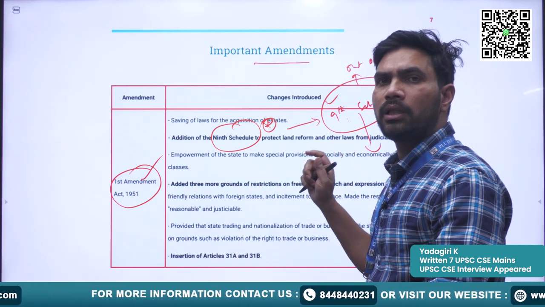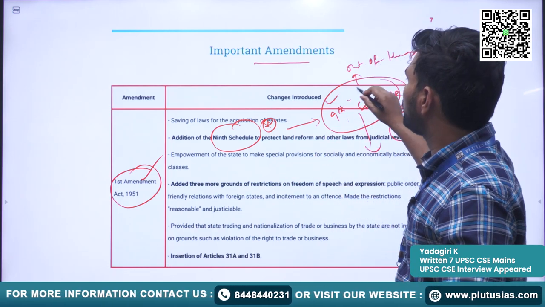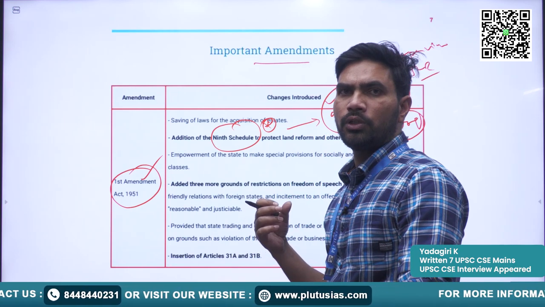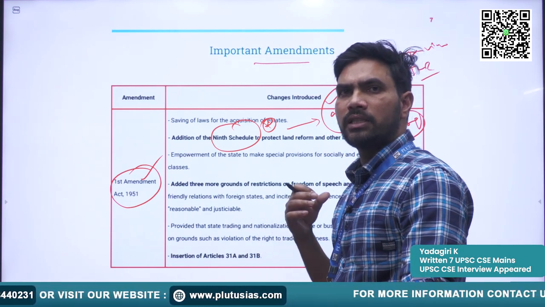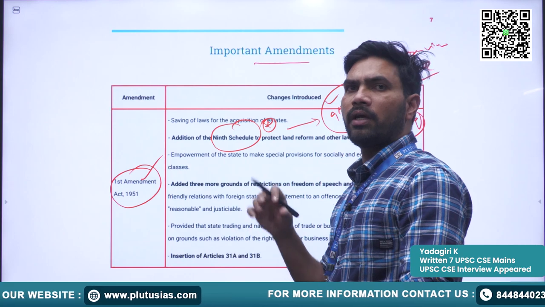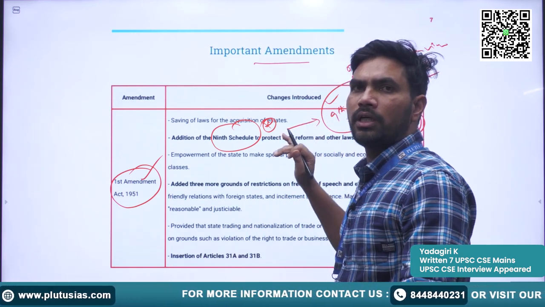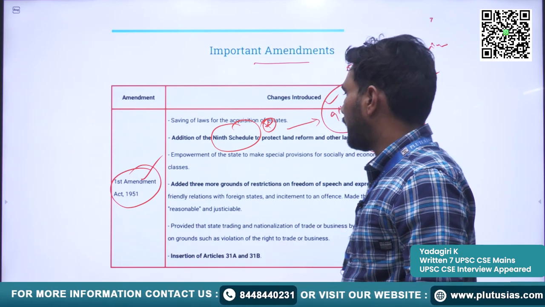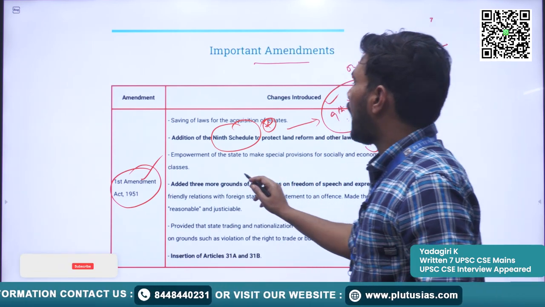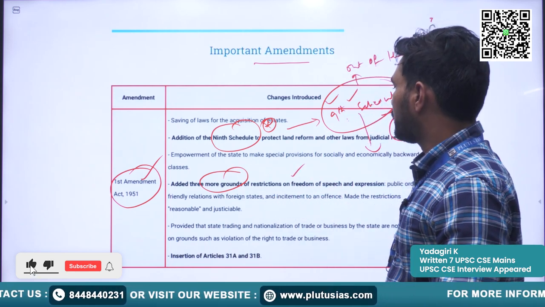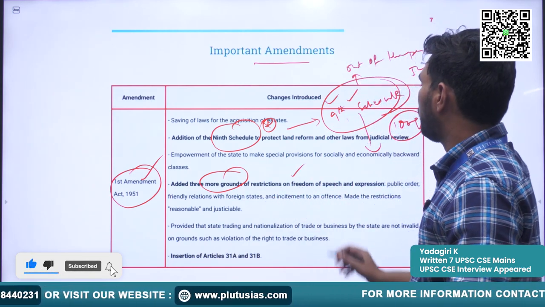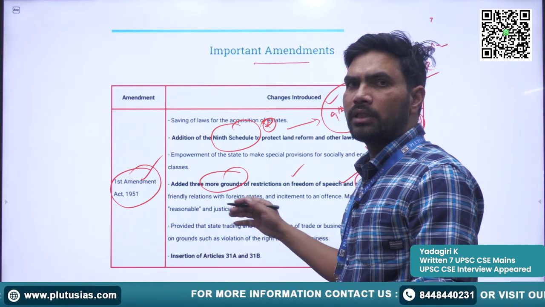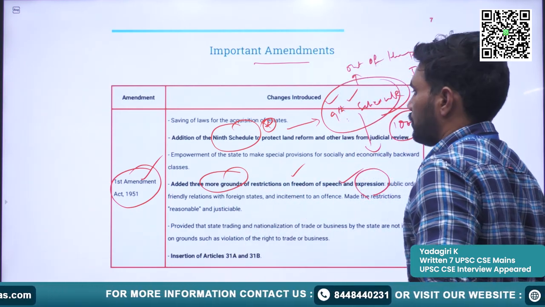So try to remember these aspects. Once there was a question about this aspect, whether the ninth schedule will come under the judicial purview of the Supreme Court or not. So the answer is yes, it can interfere and look into the matters that are mentioned in the ninth schedule, but till now it has not done that. Right. Similarly, it added three more grounds of restrictions on freedom of speech and expression. So the first amendment has made these kinds of changes to the constitution.